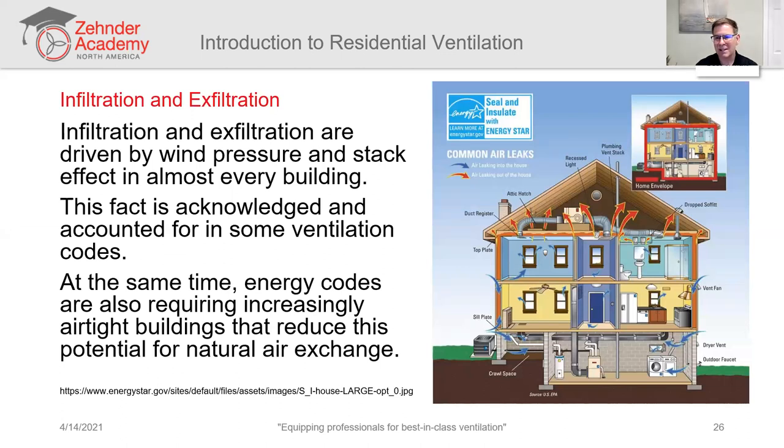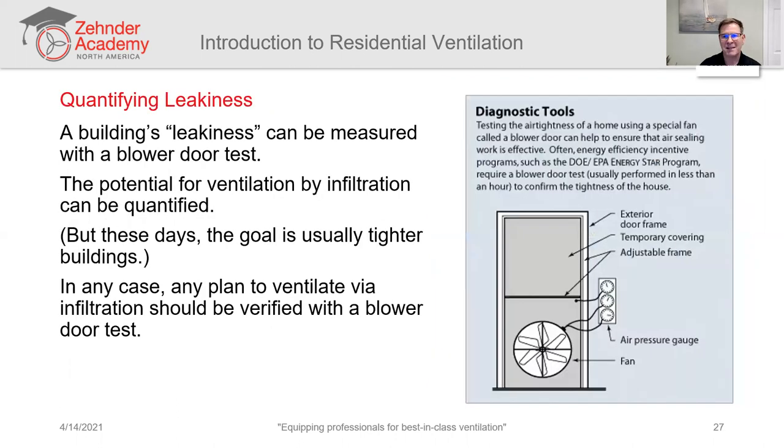But what's happening increasingly is that rather than using leakiness to ventilate the building, codes are working more and more steadily towards eliminating leakiness as best as possible, and then doing more deliberate mechanical ventilation. In any case, the codes that do allow for leakiness to count towards the ventilation are going to require you to quantify that leakiness. That's done via a blower door test.